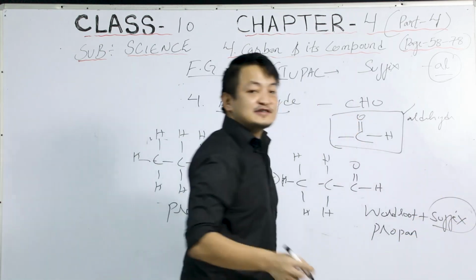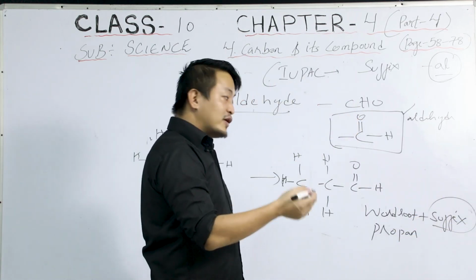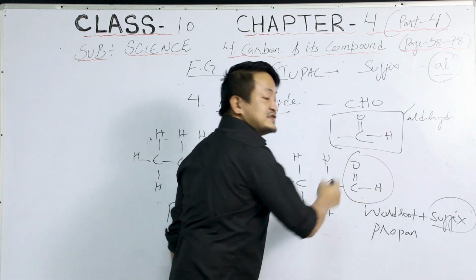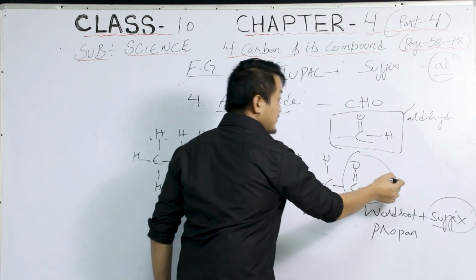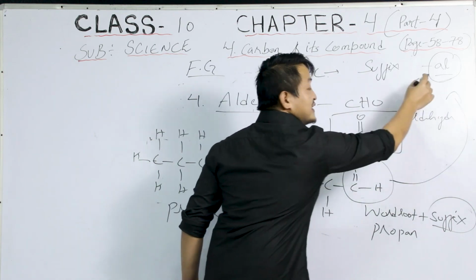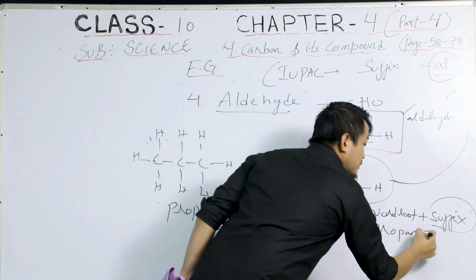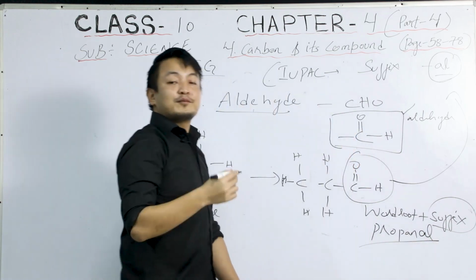And then what is the suffix? Here the suffix means the functional group. So what is the functional group? We have CHO as a functional group. So if we have CHO as a functional group, then the suffix would be al, right? So it will be propanal, okay? Propanal.